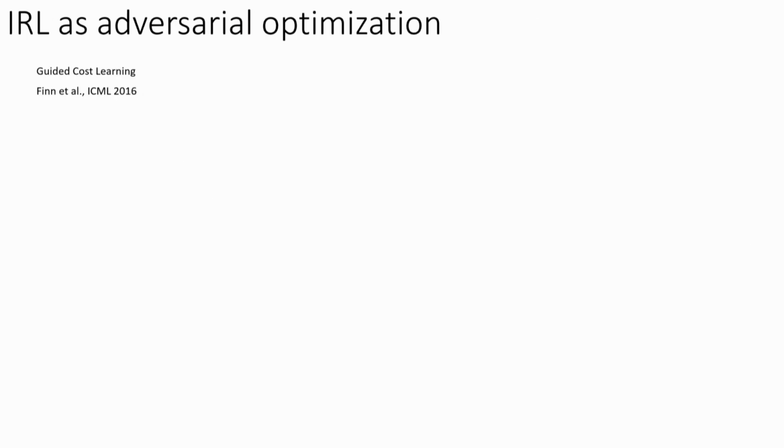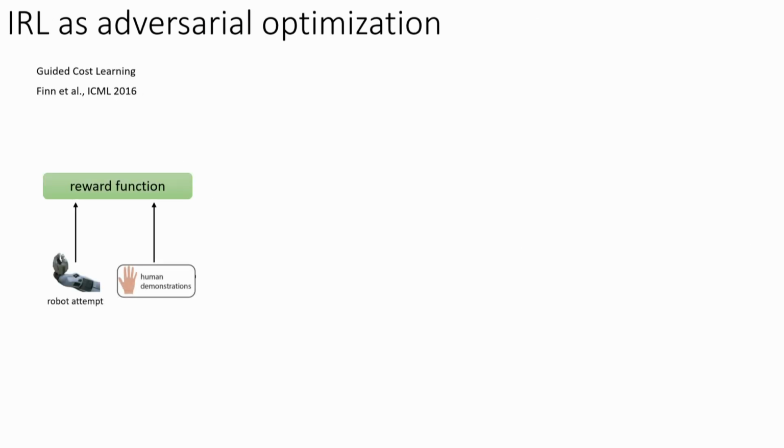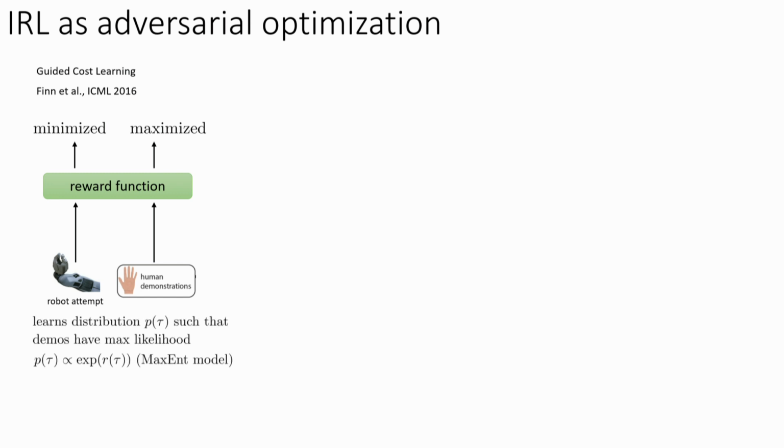So the way this looks is you have guided cost learning. Guided cost learning takes the samples from the policy and the human demonstrations, and it tries to minimize the reward of the samples from the policy and maximize the reward of the demonstrations. And it learns the distribution that matches the exponential of R.